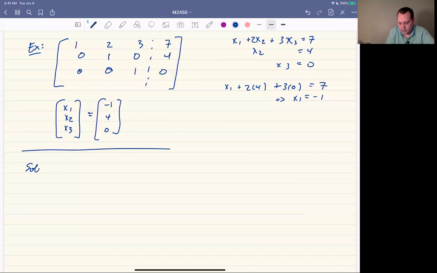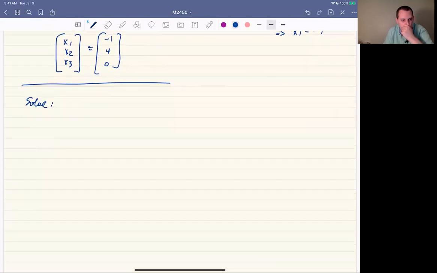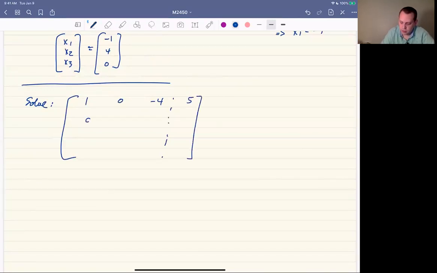Next, let's say we have 1, 0, -4, 5, 0, 1, 2, -1, and then 0, 0, 0, 0. We have a row of zeros. Now, sometimes a row of zeros can be a problem. When it's all zeros the entire way across, it's actually okay. That's when you have two equations that are equal and then they just cancel.